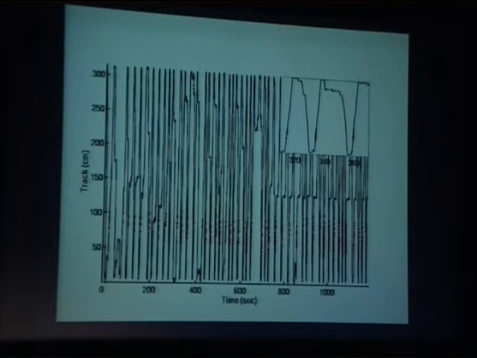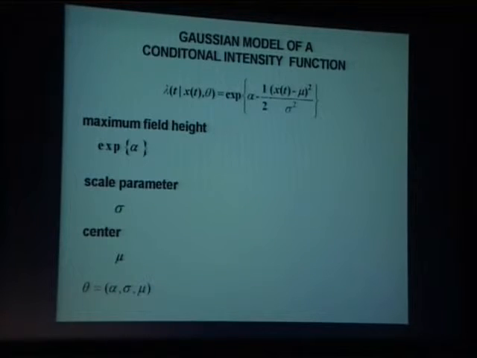All right? So the first thing we wanted to do was just say, can we build a simple algorithm to track it? Using this idea that fields should be Gaussian, we made a simple one-dimensional Gaussian. It has three parameters: a height, a scale, and a center. And essentially, if I can tell you how these parameters change over time as a function of the spiking activity, I can track the field.